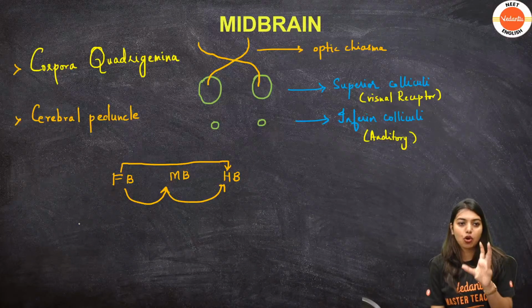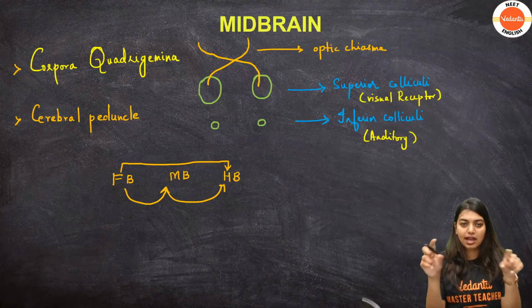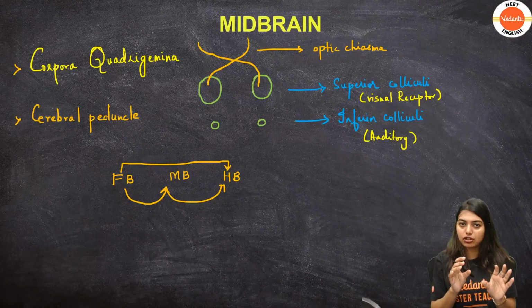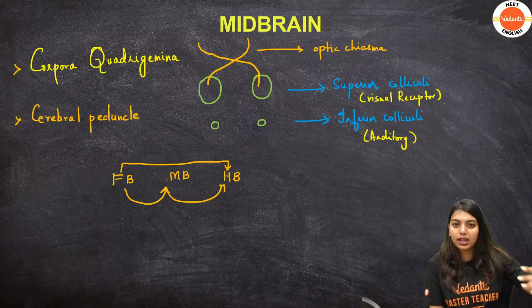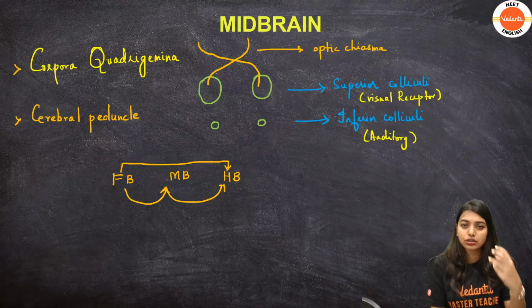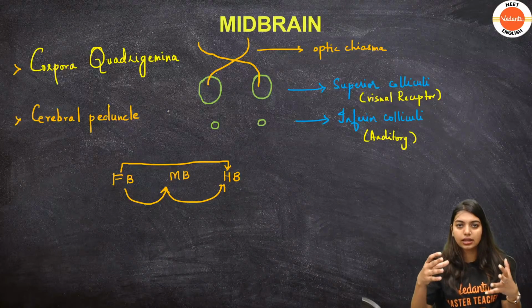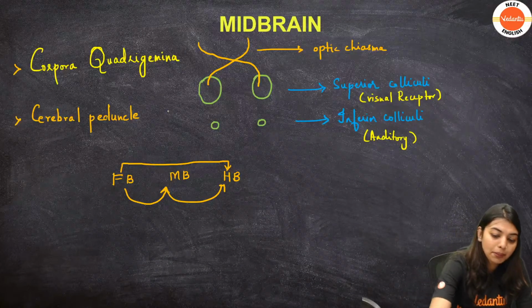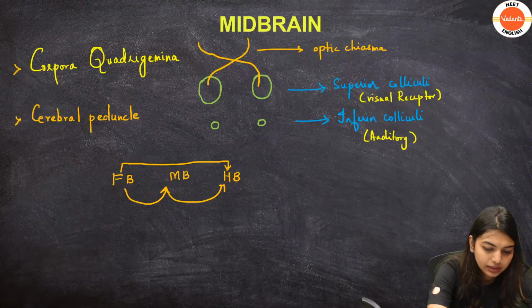Midbrain consists of your corpora quadrigemina and your cerebral peduncle. Now, those have superior colliculi and inferior colliculi. These colliculi are such that one helps for visual, that means for seeing, and one helps for auditory, that means for listening, right? So this entire thing will help in the entire midbrain. Okay, fine.